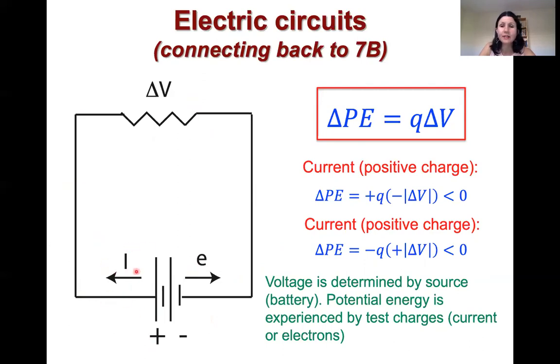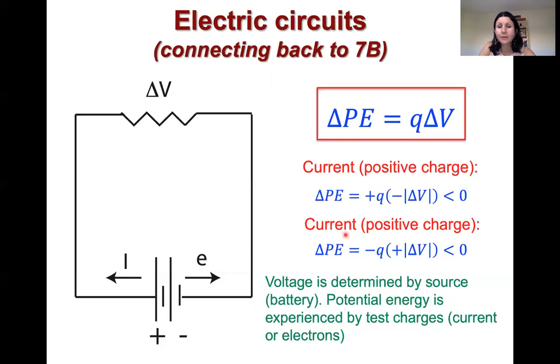So current is positive charge, so there's your positive test charge. As it moves clockwise here, it's going to experience a drop. There's a negative change in voltage. So there's the absolute value, but just to show that the voltage drops. So if we now multiply positive Q times a negative delta V, we see that the change in potential energy is negative. So this charge has a decrease in potential energy as it moves through the circuit.